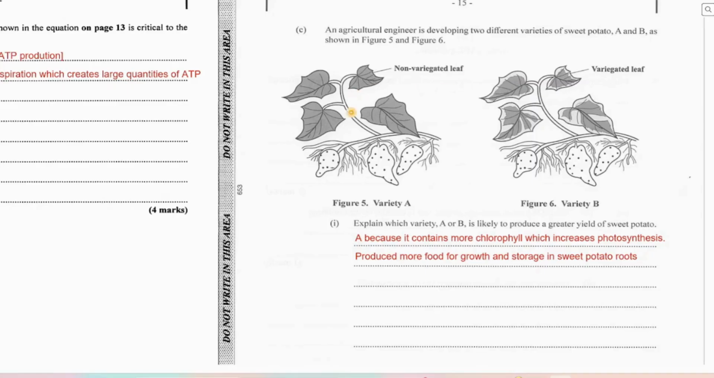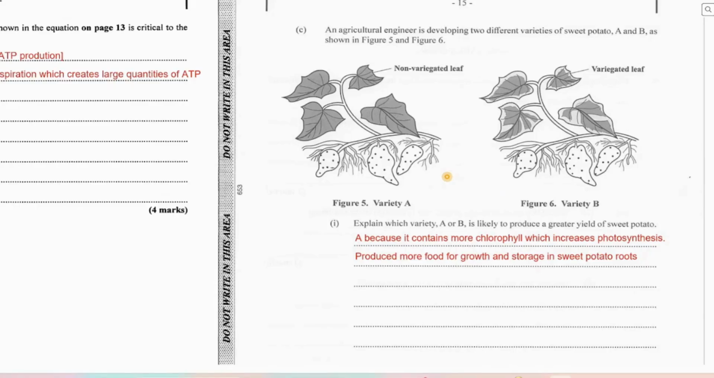So the difference with these two here, it would be expected that type A would have a greater yield of sweet potatoes, and this is because the entire leaf or all of the leaves has chlorophyll. So it has way more chlorophyll than the variegated leaf variety. Thus, that means that it's going to have increased photosynthesis. If it has increased photosynthesis, then that means that more food is going to be produced.